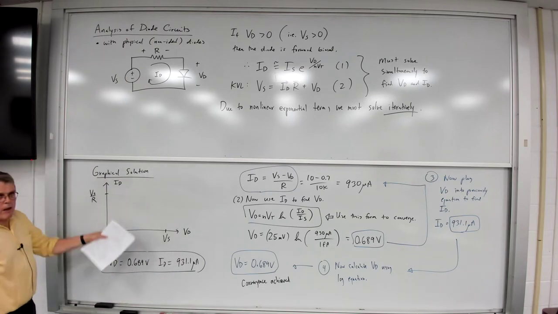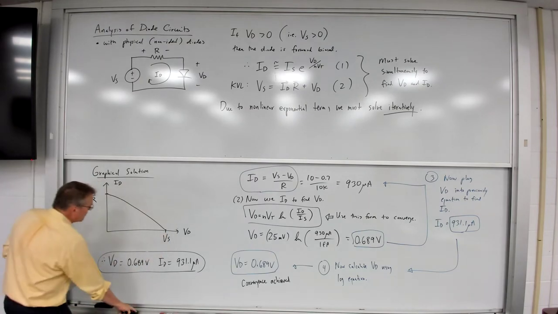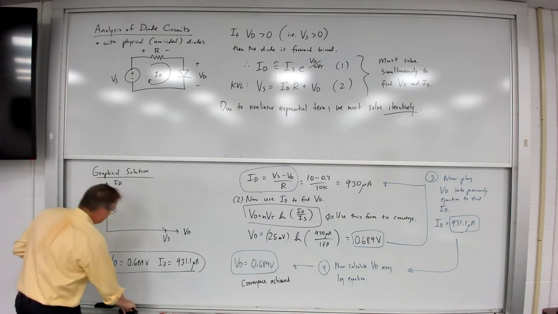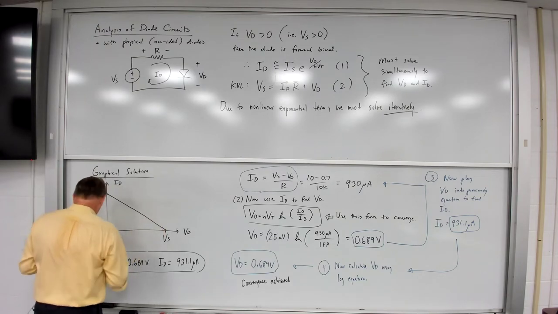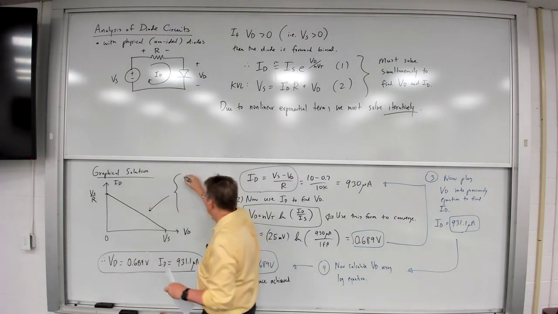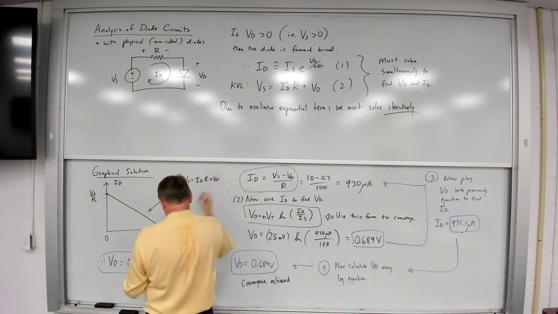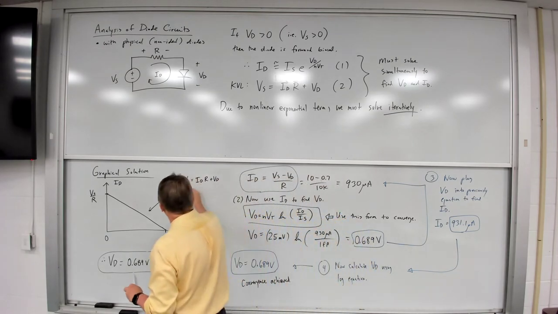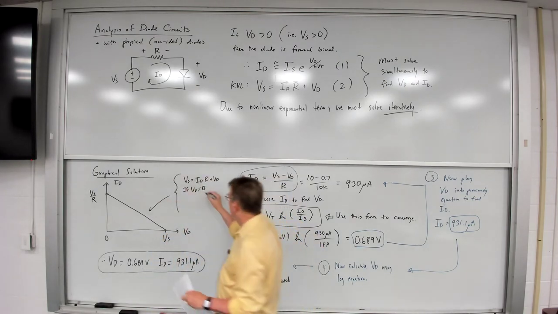So first of all, I'm going to plot, in effect, a load line here, or a linear connection between two points on the two axes. Let me draw this a little bit straighter. The idea behind this line I just drew is this. Vs is equal to ID times R plus VD. If I assume VD is equal to zero, then in that case, ID is just equal to VS over R.